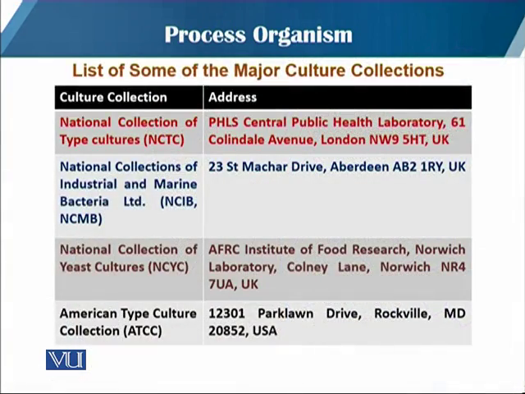Here you can see a number of different culture banks or culture collections and their addresses, from where we can collect those process organisms. The first one is the National Collection of Type Culture, NCTC, in the UK. You can see the address here. The second choice is the National Collection of Industrial and Marine Bacteria, NCIB or NCMB, at 23 Street, Musher Drive, Aberdeen, AB2 1RY, UK.